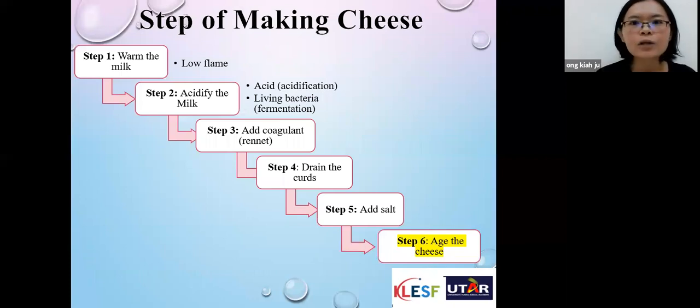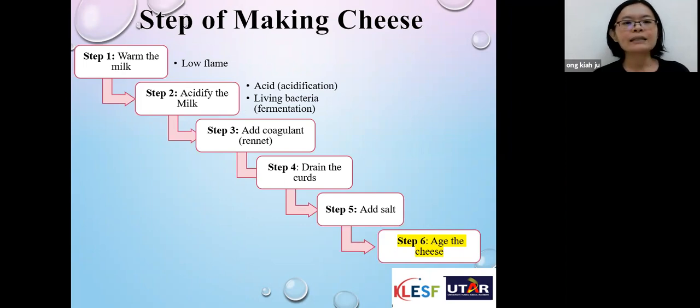Okay, let's go through the steps of making cheese. This is the general process. For step one, you need to warm the milk using a low or low-medium flame. For the second step, you have to acidify the milk. There are two ways to acidify the milk. First, you can use acid through an acidification process. You can use either lemon juice or vinegar to acidify the milk.